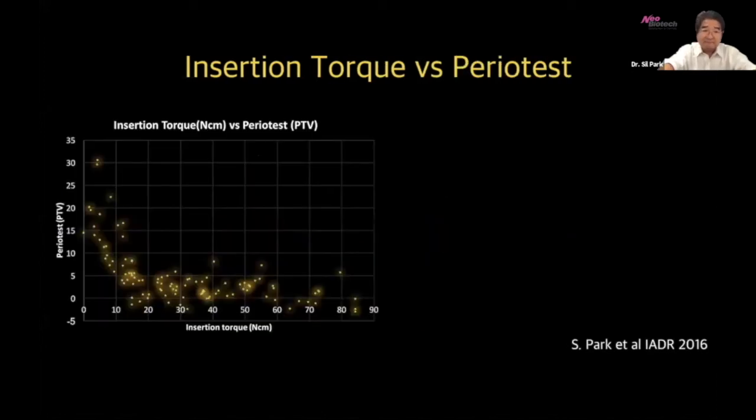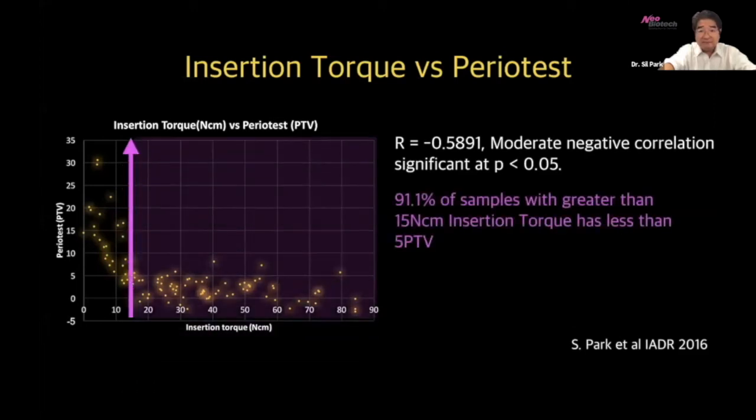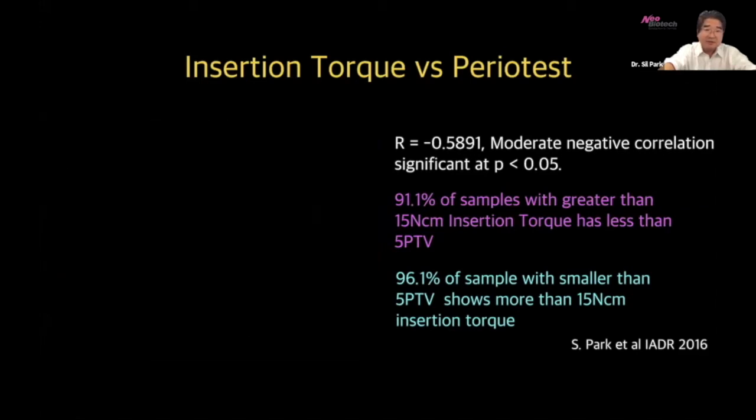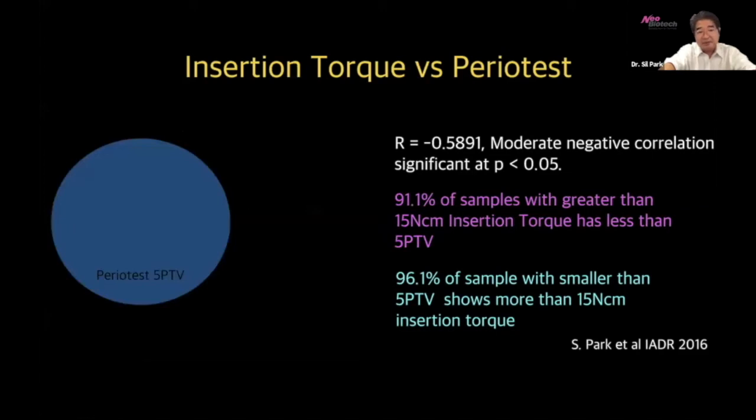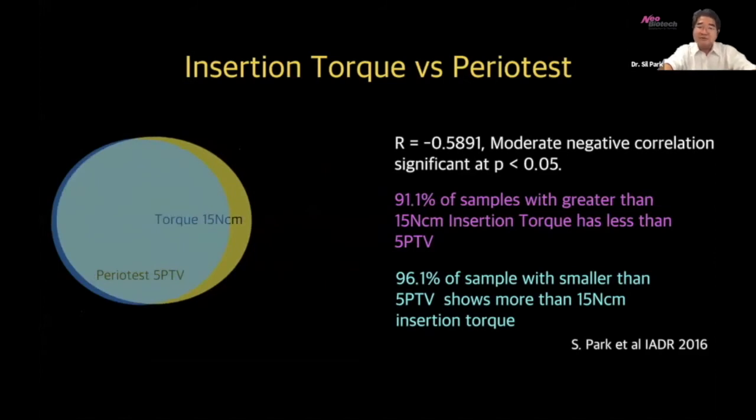So for safety reasons, in this case, I'm looking at the Periotest and insertion torque numbers over here. This situation is a little bit better, about 36% can be correlated. But in terms of the threshold theory, about 91% of samples with more than 15 Newton centimeter have less than 5 PTB, and 96% of samples smaller than 5 PTB have more than 15 Newton centimeters. In the research situation, Periotest is safer than torque because it has a more common area. The only problem is this is only a research setting.